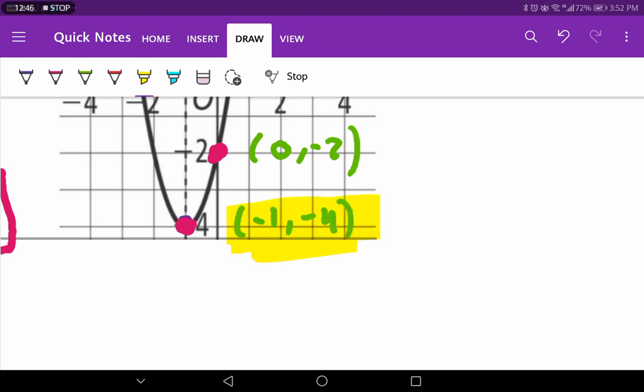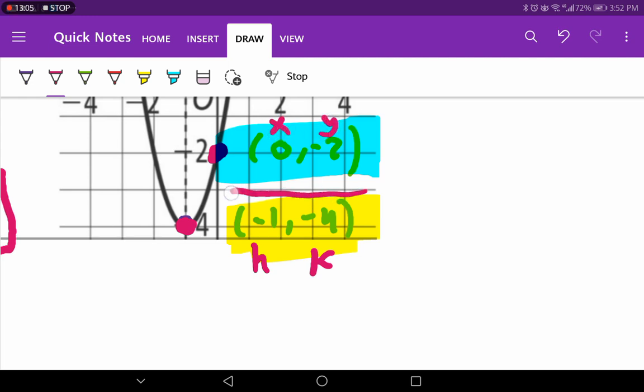He gives you the vertex and gives you a point. Teacher, they are the same. They are points. So why do you say the yellow one is the vertex? Because the vertex holds h and k, and the normal point holds x and y. Because of that, I told you many times this is the vertex.